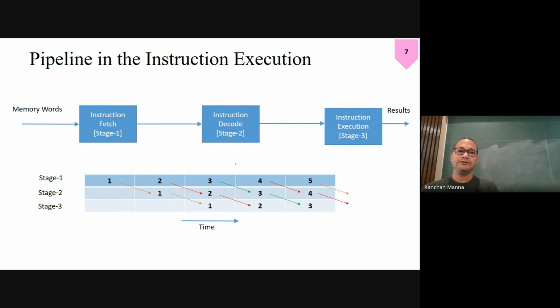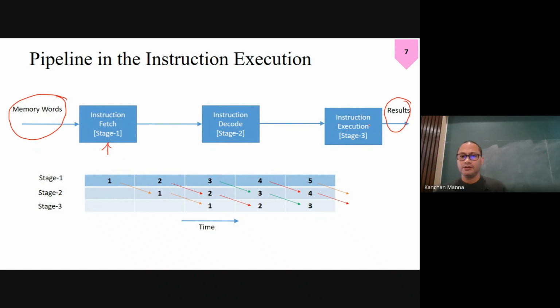Here you can see we have 3 stages. In this processor, we have considered only 3 stages. Fetch is stage 1, where we fetch the instruction. In the second stage, the instruction decoding stage, we decode the instruction, and then we execute the instruction. Instructions or memory words come in as input, and this is the output side.